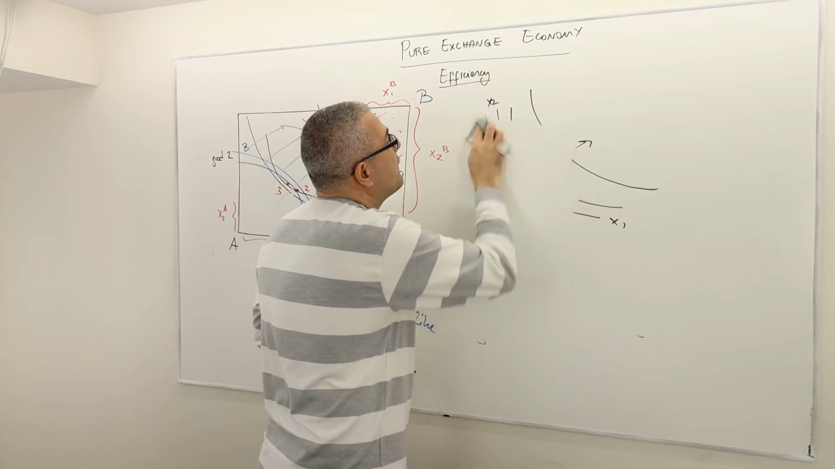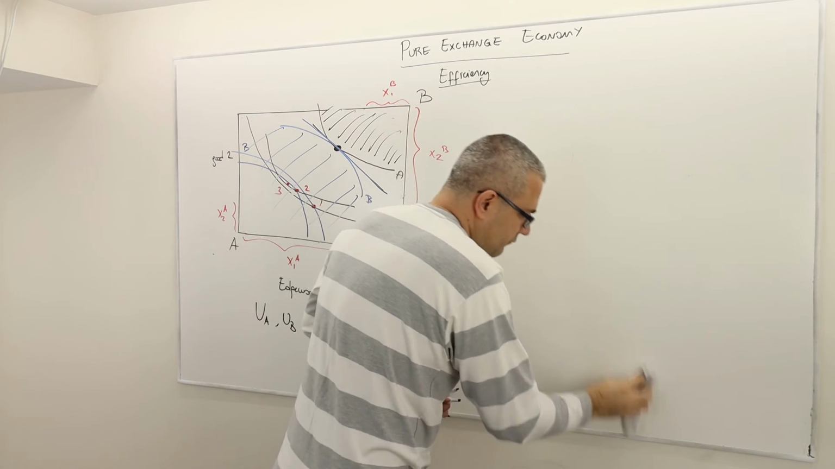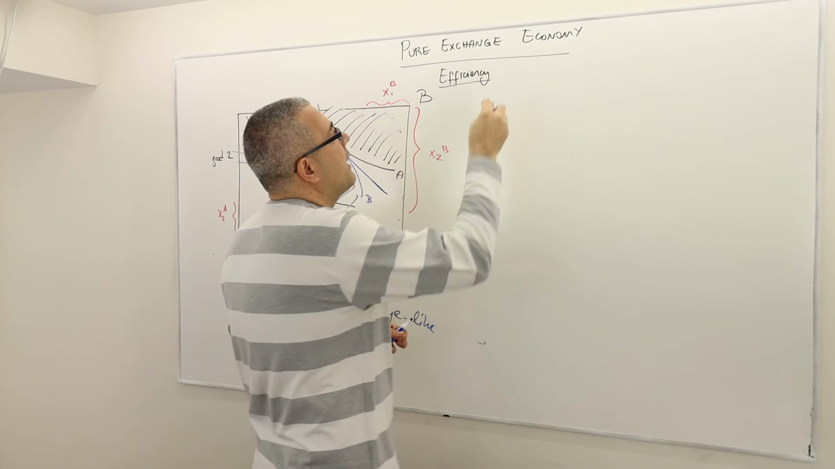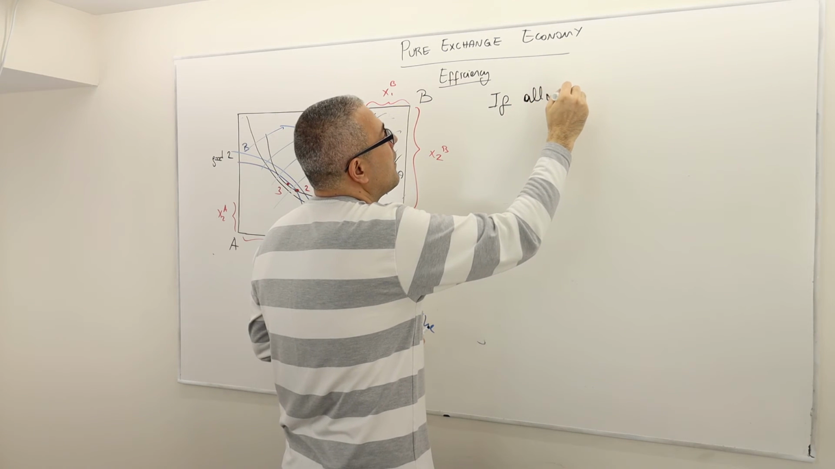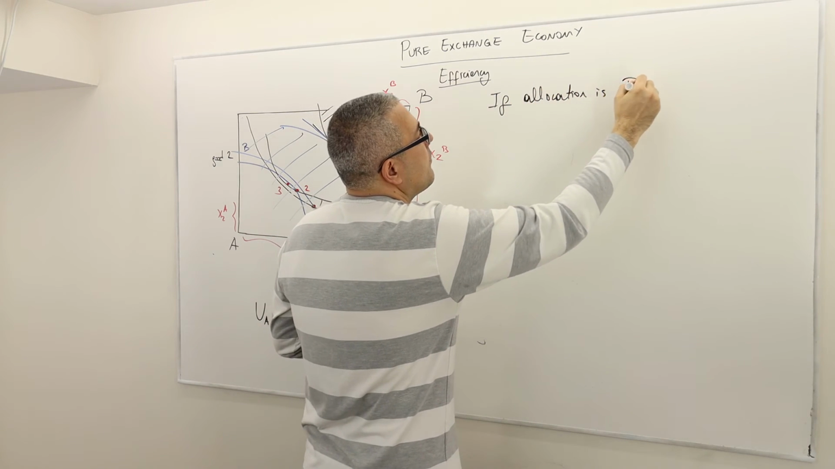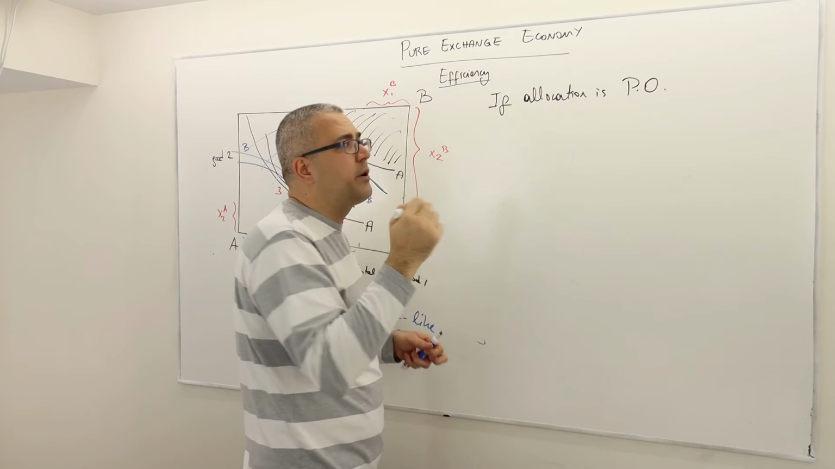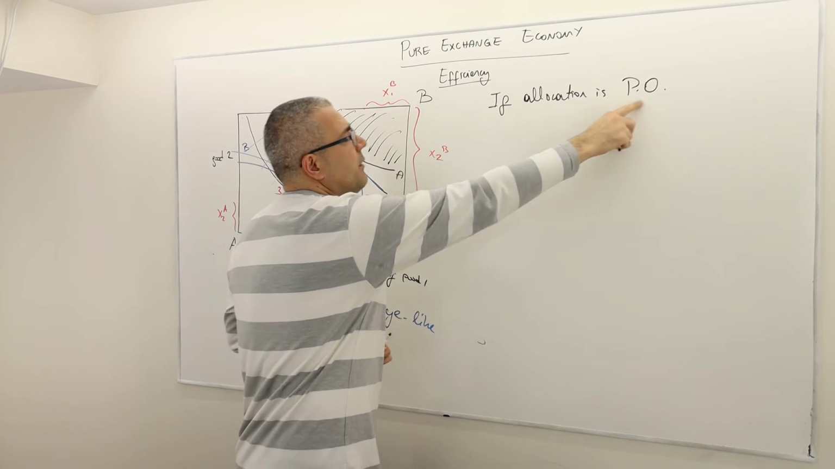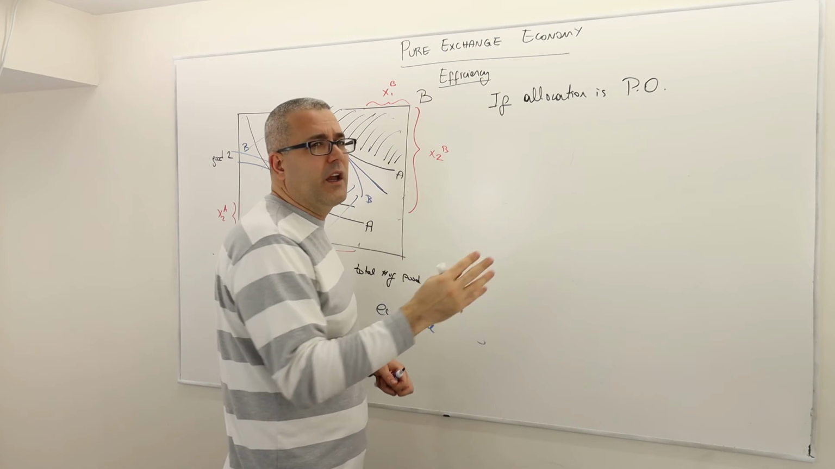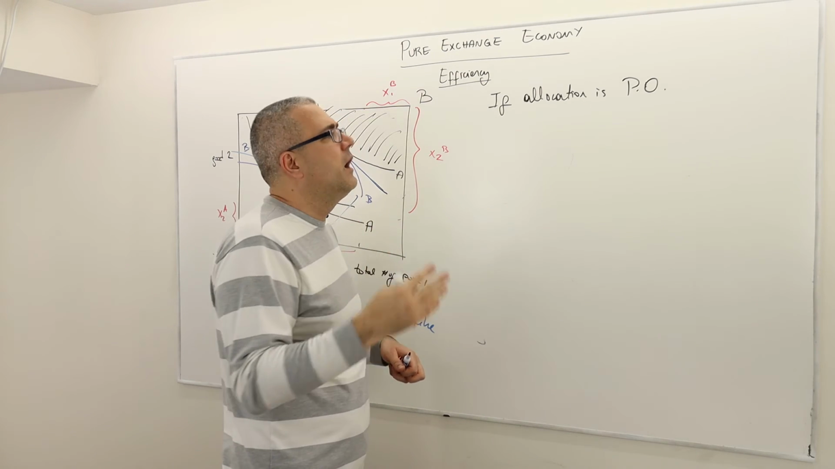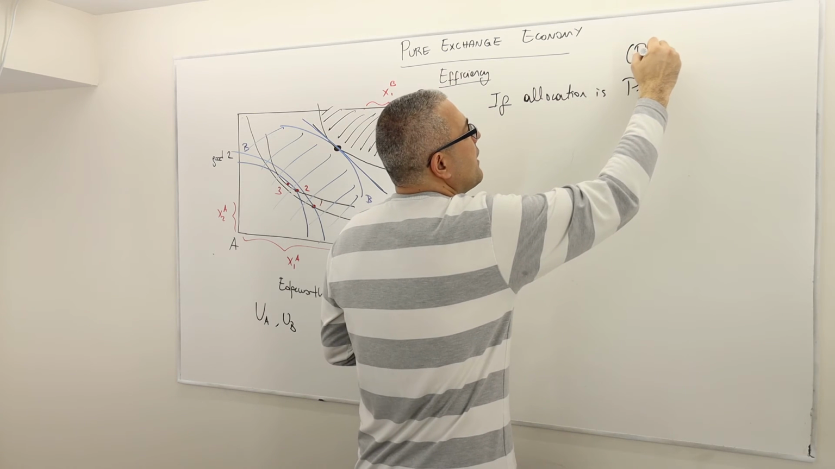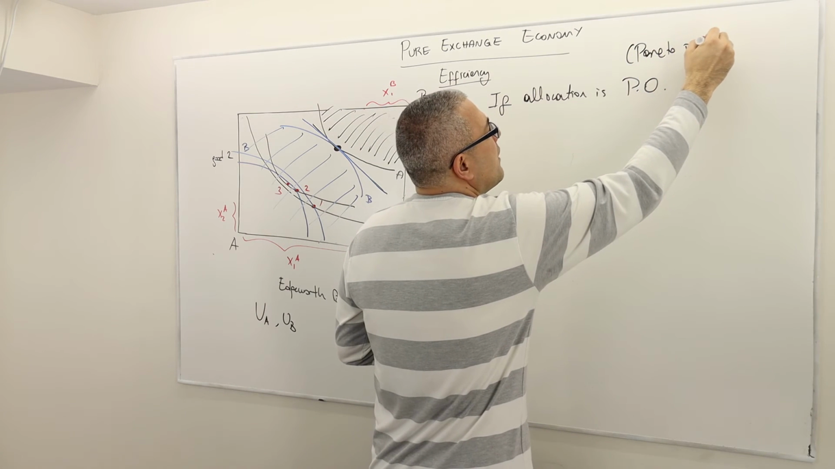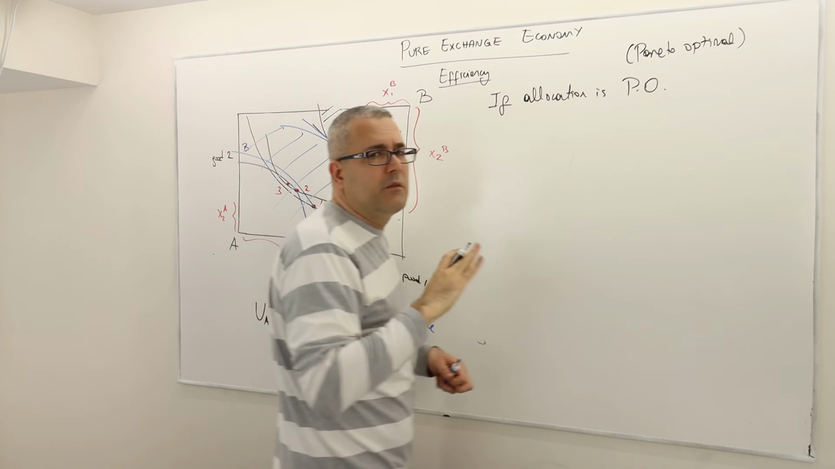This is what it means. If an allocation is Pareto optimal or Pareto efficient, all right? Sometimes I just cheat. Instead of writing Pareto efficiency in long, I just say PO, Pareto optimal, all right? It means the same thing. Pareto optimal or Pareto efficient means the same thing.